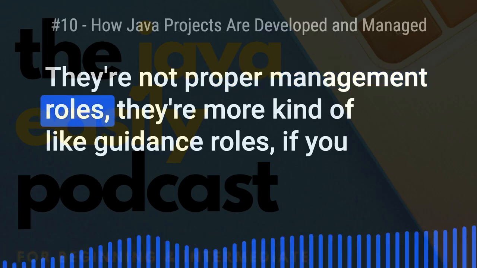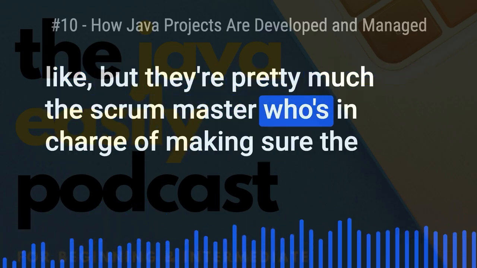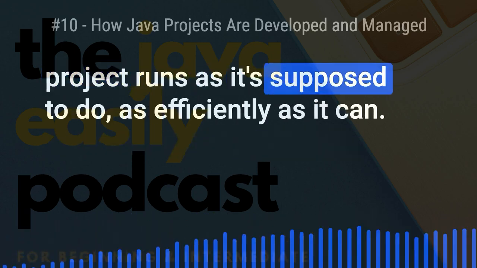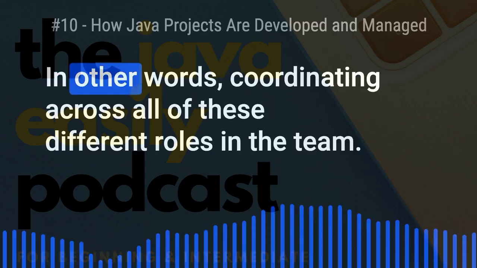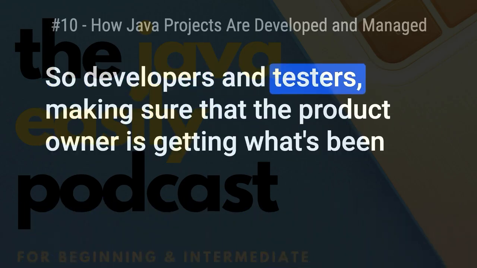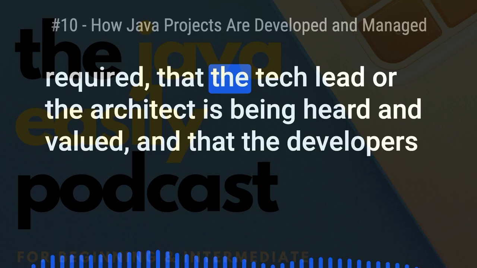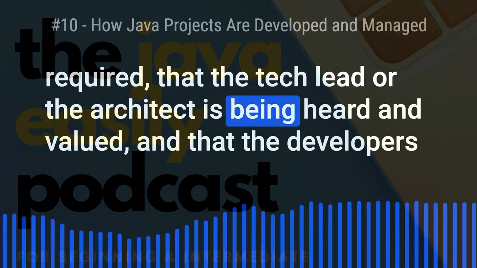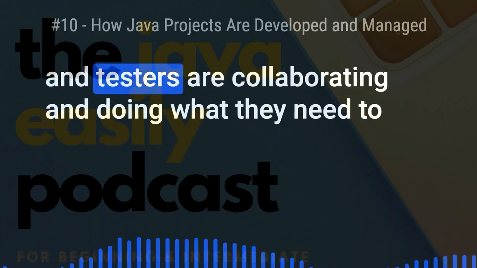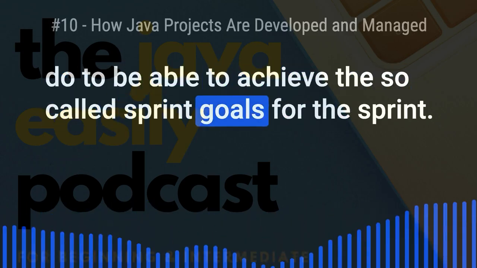So you can see the management roles, if you like, within the team. They're not proper management roles, they're more guidance roles, but the Scrum Master is in charge of making sure that the project runs as it's supposed to, as efficiently as it can. In other words, coordinating across all of these different roles in the team, so developers and testers, making sure that the product owner is getting what's been required, that the tech lead or the architect is being heard and valued, and that the developers and testers are collaborating and doing what they need to do to achieve the so-called sprint goals for the sprint.